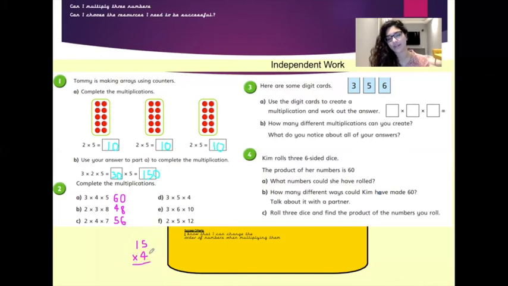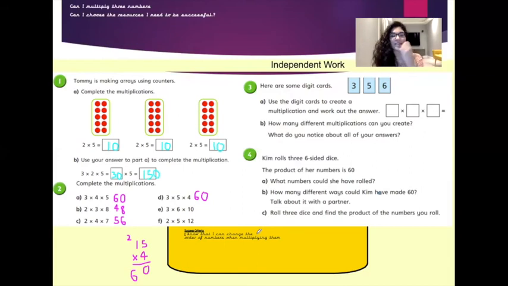So let's work with the ones column. 5 times 4 is 20. So 0 is that number that's after 2. So you would put it there and then you would carry the 2. And then 1 times 4 would be 4. And then you add the 2, which is 6. So all in all, our answer is 60. So well done if you got that correct.